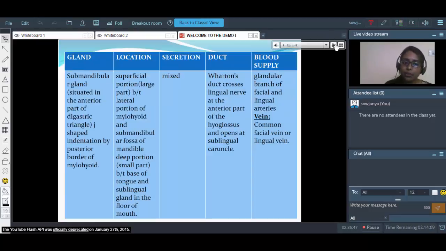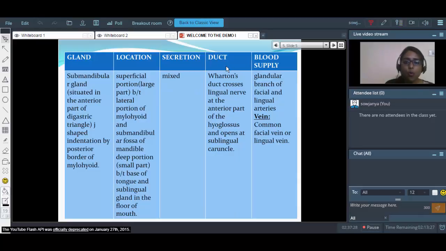Next, we'll deal with the submandibular gland. The submandibular gland is situated in the anterior part of the digastric triangle. It is J-shaped, indented by the posterior border of the mylohyoid. The submandibular gland is divided into a superficial portion and a deep portion. The superficial portion is the larger part, whereas the deep portion is the smaller part. The superficial portion is present between the lateral portion of the mylohyoid and the submandibular fossa of the mandible, whereas the deep portion, the smaller part, is present between the base of the tongue and the sublingual gland in the floor of the mouth. The secretions of the submandibular gland are of mixed type.